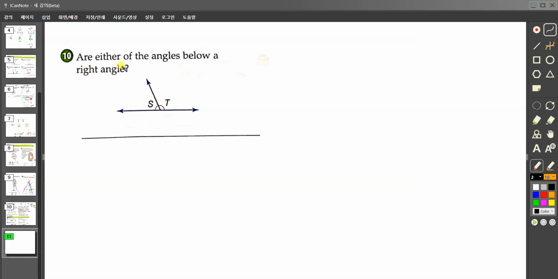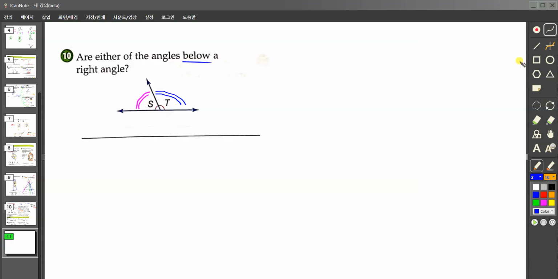Are either of the angles below right angles? No. This one I think is below a right angle, right? Yes. Less than 90 degrees. But how about this? It's more than a right angle, right?